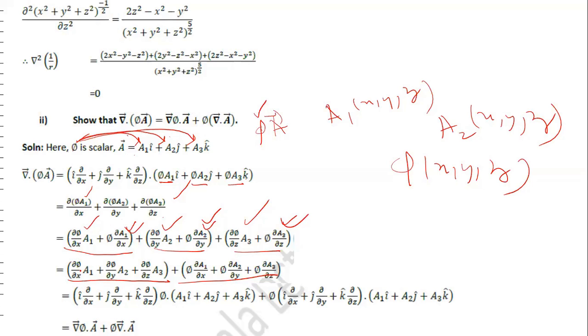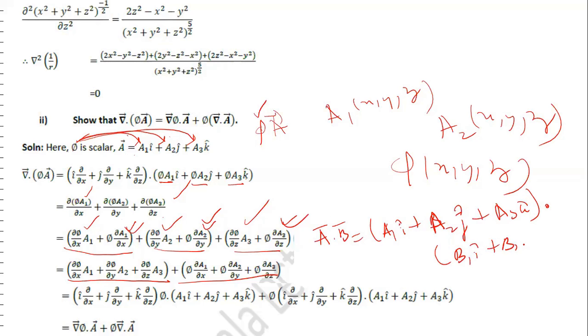a product of two vectors. Here you can see that, like I explained before, if you have two vectors a and b, a1 i cap plus a2 j cap plus a3 k cap, dot product with b1 i cap plus b2 j cap plus b3 k cap.